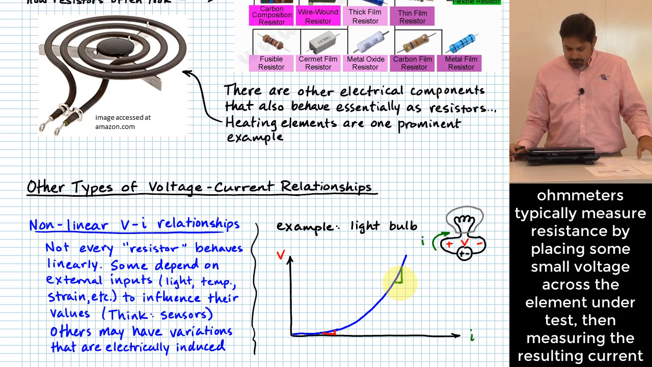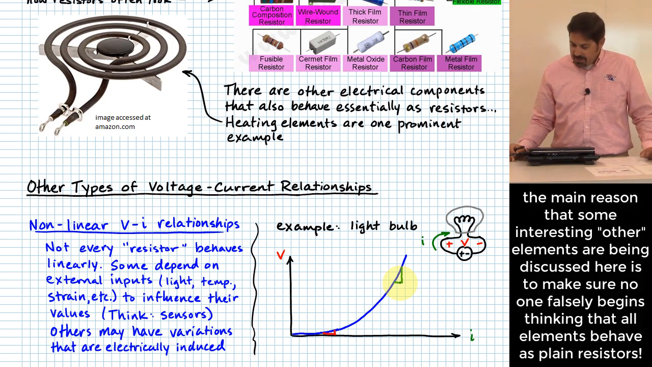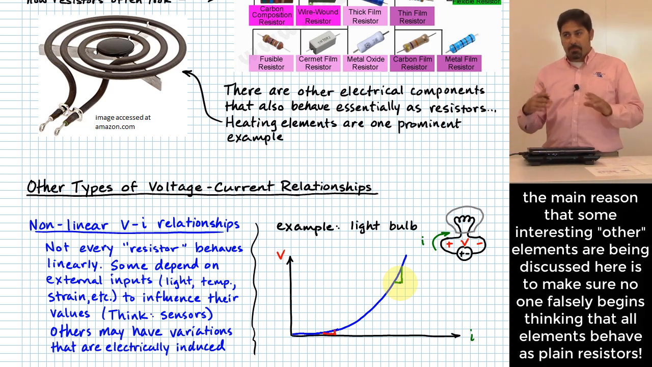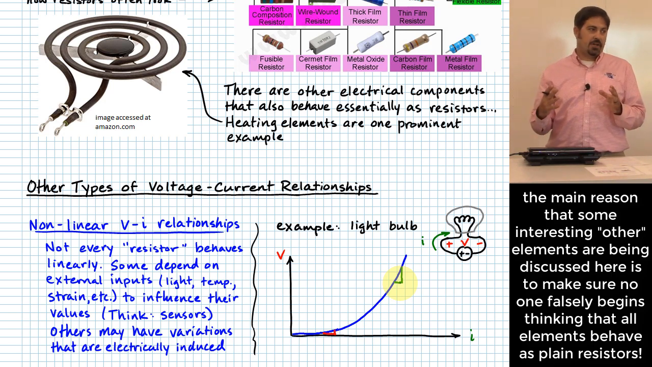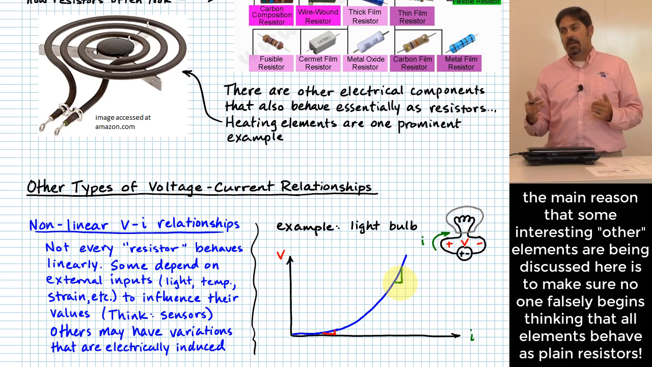Okay? All right, so that is an example of something that's nonlinear. There's a bunch of other examples out there too, but I just wanted to complete our discussion of voltage versus current relationships in this way so that we don't get the idea that everything is a resistor.